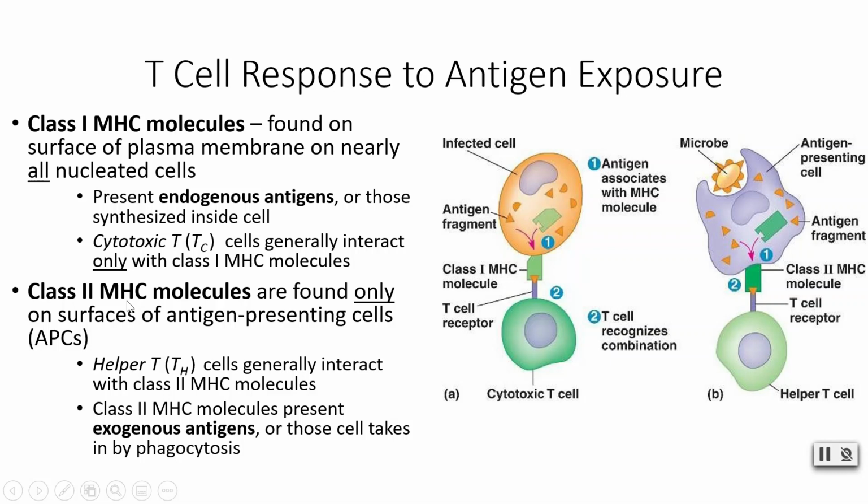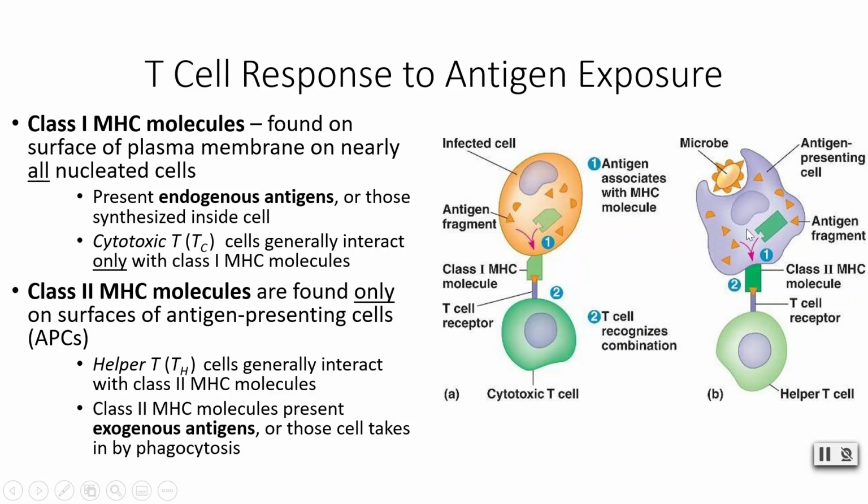Now, class 2 molecules, we don't find those quite as often. These are found only on the antigen presenting cells themselves. Now, where are we getting these antigens from? These are coming from a different place. These class 2 MHCs present exogenous antigens. It's kind of a fun word to say, exogenous. Exo, outside the cell.